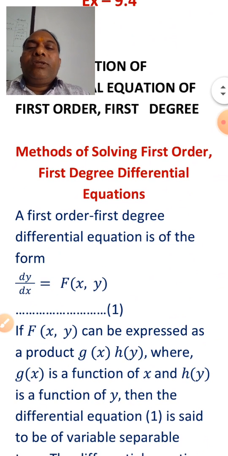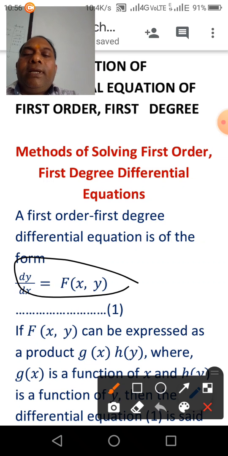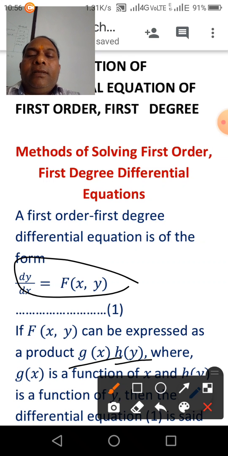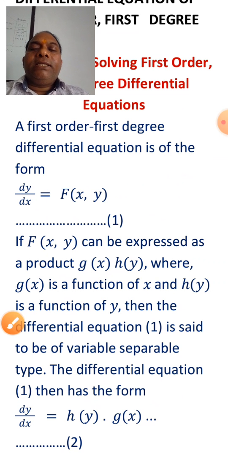A first order, first degree differential equation is of the form dy by dx is equal to f(x,y). If f(x,y) can be expressed as the product g(x) and h(y), where g(x) is a function of x and h(y) is a function of y, then the differential equation is said to be of variable separable type.